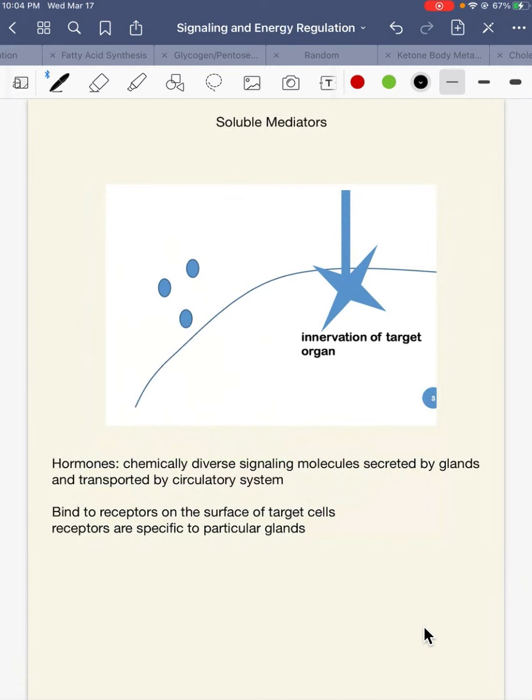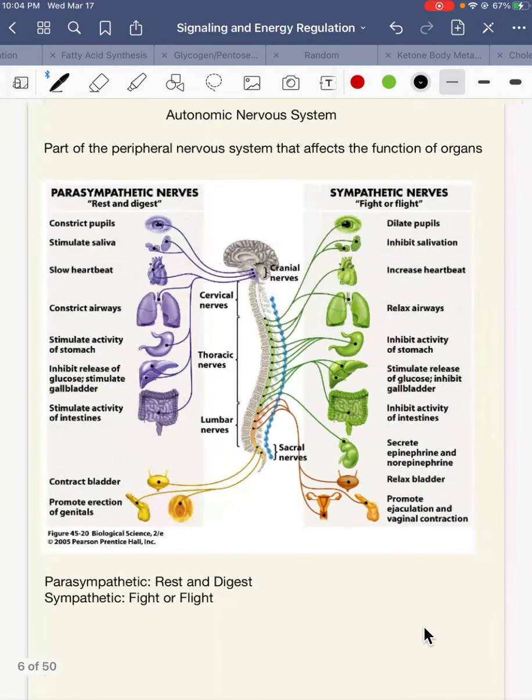What these glands do is they produce these hormones that are able to travel. I'm sure you guys already know this, but I'll just briefly go over it. They produce hormones that are able to travel in the blood and then change transcription regulatory things in other parts of the body. So hormones, chemically diverse signaling molecules secreted by glands and transported in the circulatory system. They bind to the receptors on target cells, and these receptors are specific for whatever tissue we're in. So they're specific for the particular gland. Okay, so I'm sure you've seen all of this before.